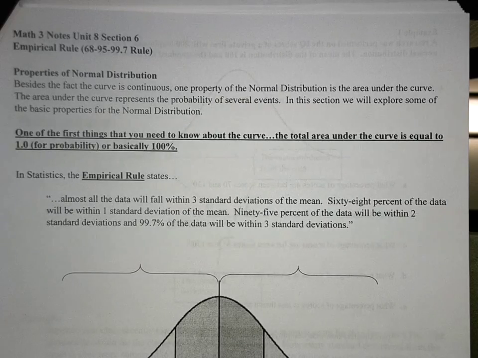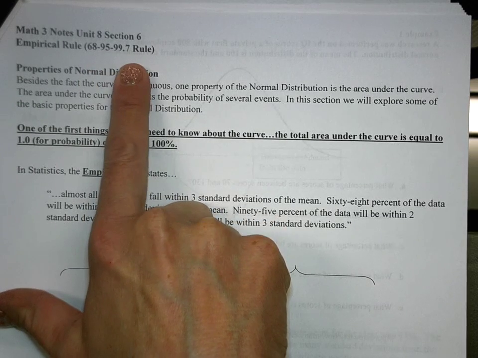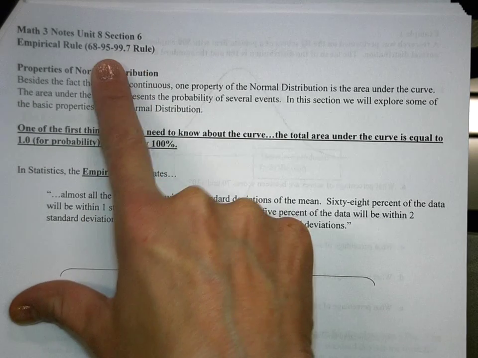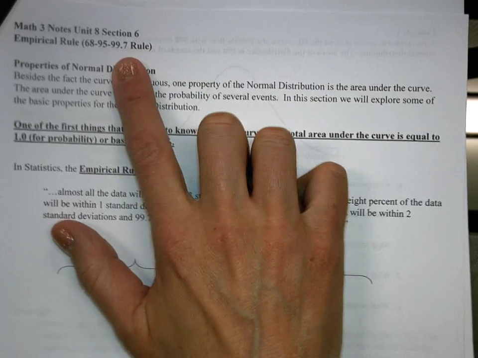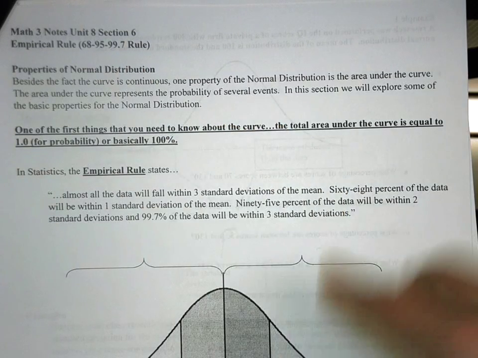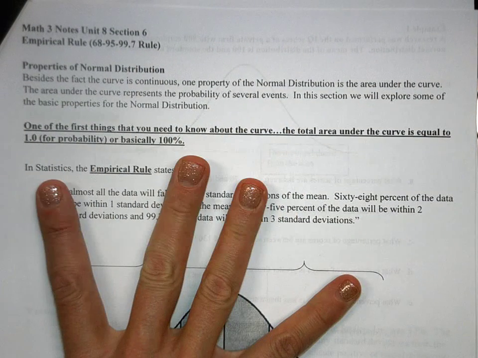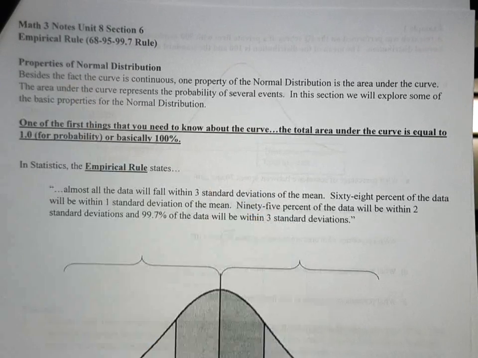Math 3, Unit 8, Section 6. Today we're talking about the empirical rule, also known as the 68, 95, 99.7 rule. What this means is basically on your bell curve, 99.7% of the data will fall within 3 standard deviations. And we're going to go through this, but we're going to go ahead and read this paragraph here.